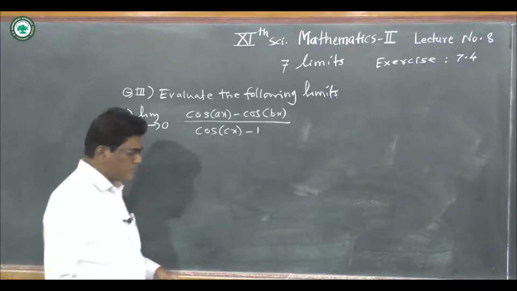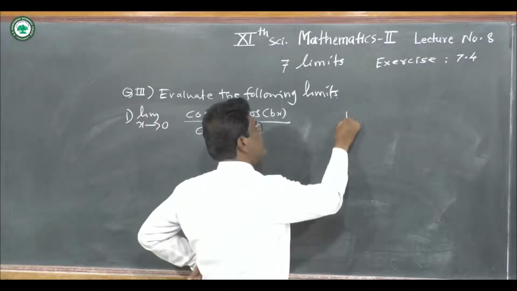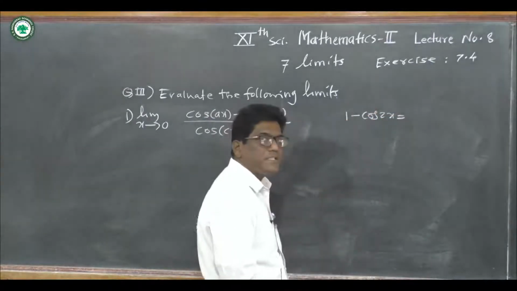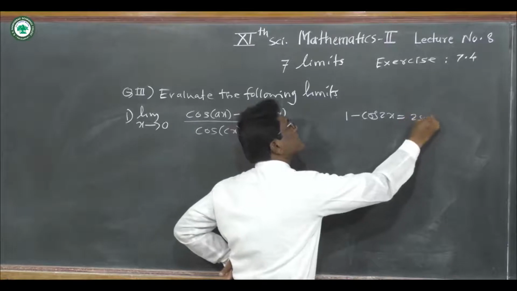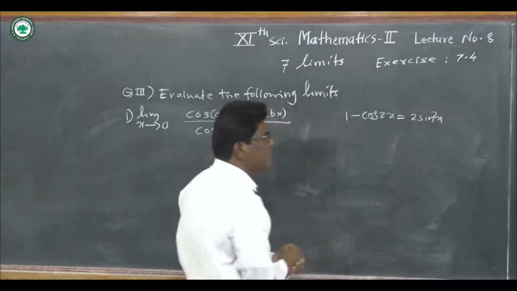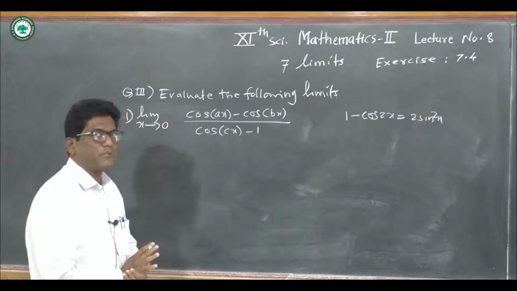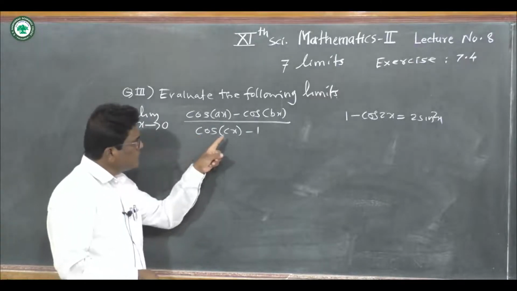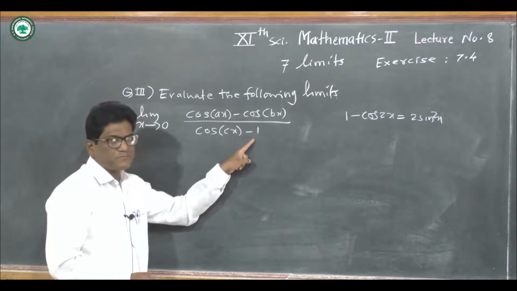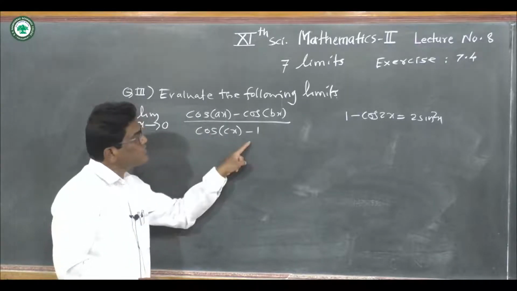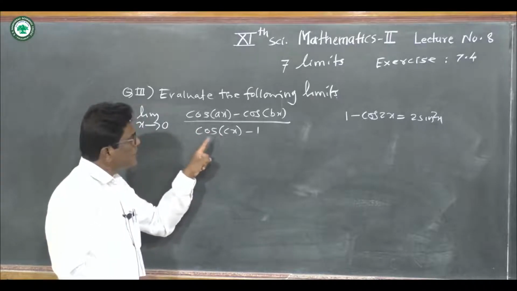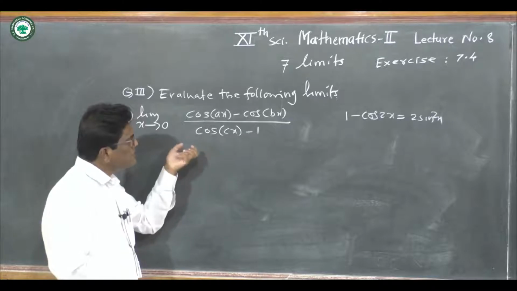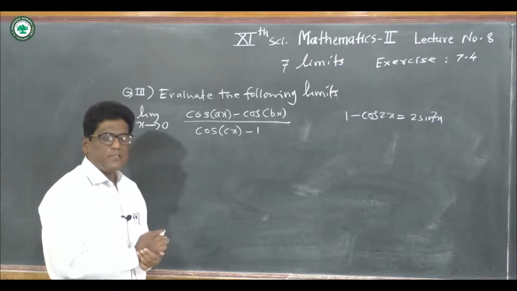Now here we have seen one formula: 1 minus cos of 2x is equal to 2 times sin square x. In the previous problem we have seen this. Now in the denominator it is cos of cx minus 1. We want 1 minus cos of cx, so we multiply by a minus sign to the denominator, and also to the numerator.